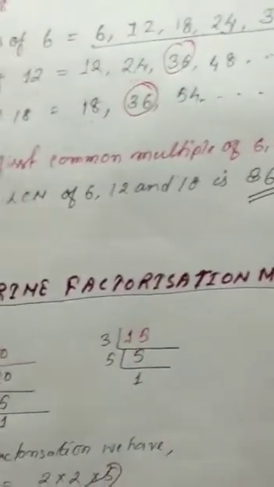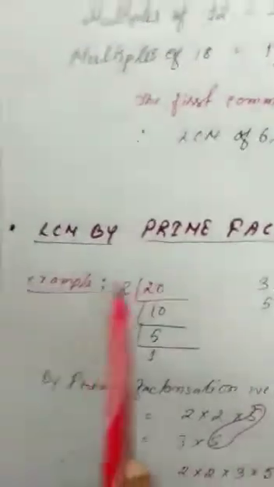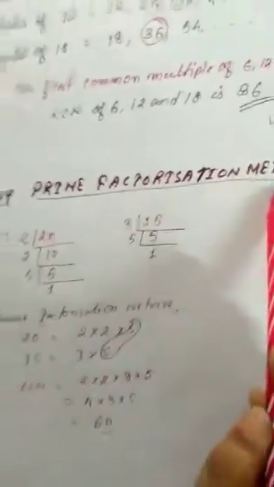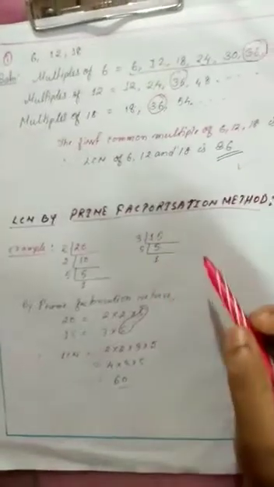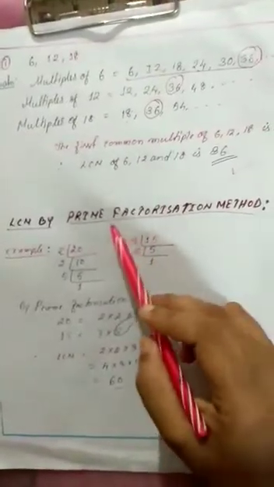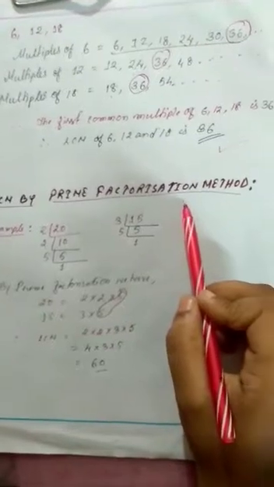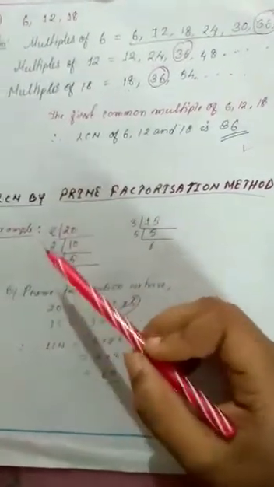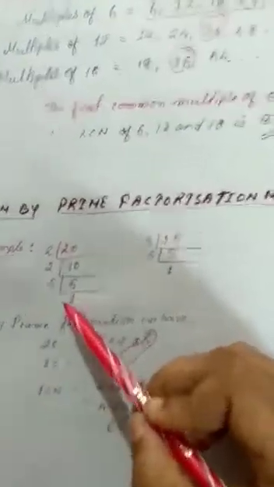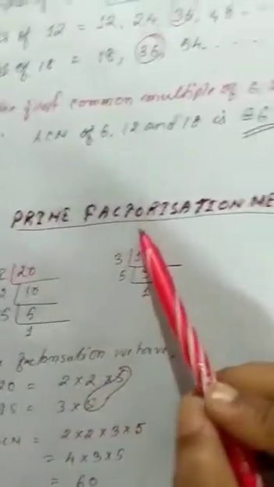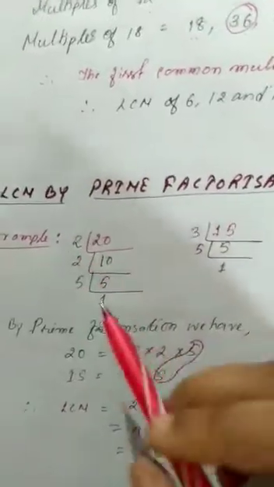Now we'll move to another method, that is LCM by prime factorization method. Okay children, this concept is known to you already, how to find the prime factorization of a number. In LCM also, at first we will find the prime factorization. For the prime factorization we need to divide, to get the prime numbers or prime factors.